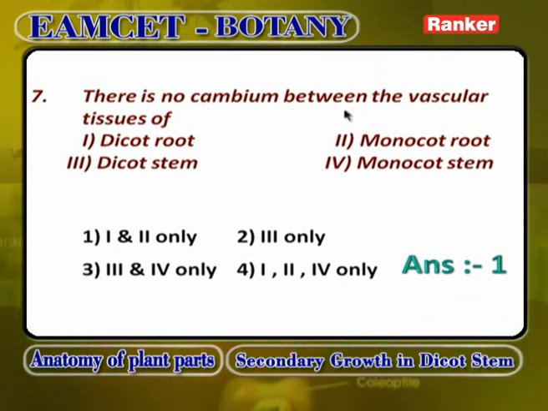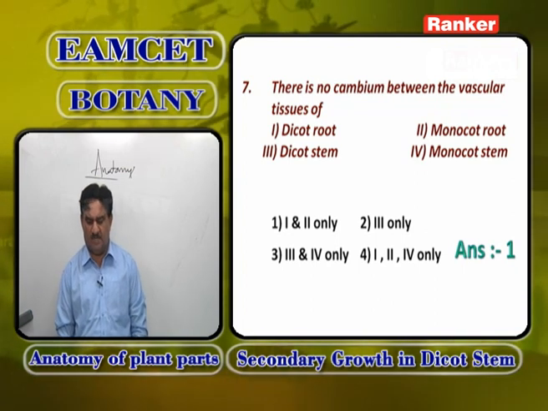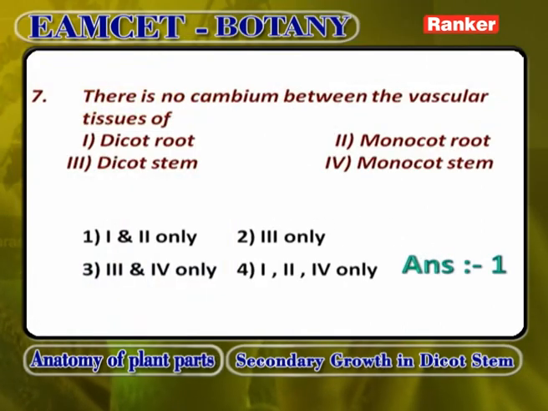There is no cambium between the vascular tissues of dicot root, monocot root, monocot stem. The answer is not 1, it is 4. There is no cambium between the vascular tissues of dicot root and monocot stem. Cambium is present in the vascular tissues of dicot stem. So, the answer is 4.